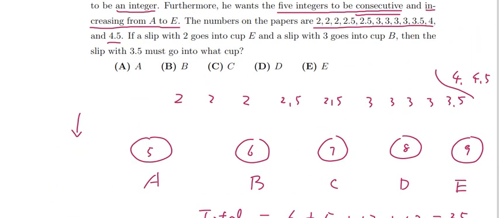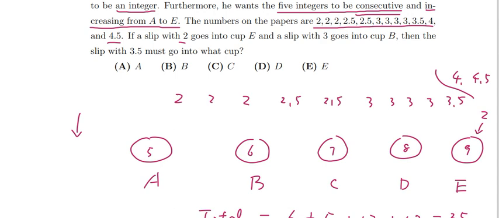So we know the number 2 appears 3 times, and 2 goes to A, which should make a 5. Then 7 goes to C. How can we make a 7? 7 can be 4 plus 3, and it can also be 4.5 plus 2.5. So which one is okay? We need to check.